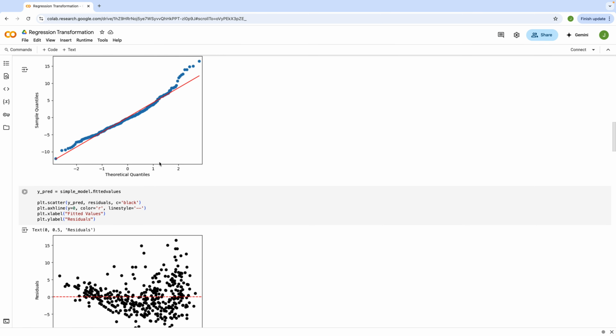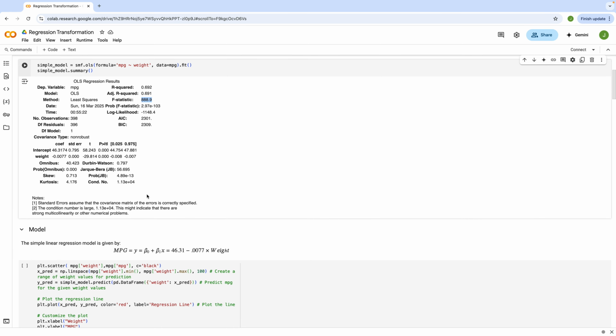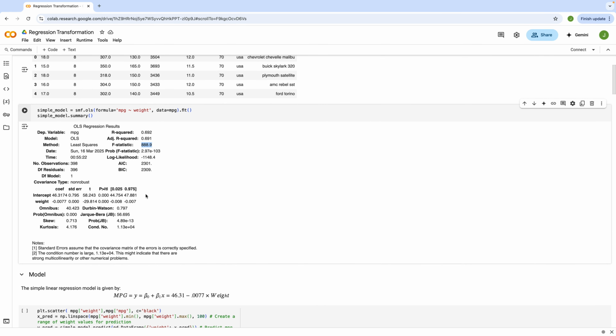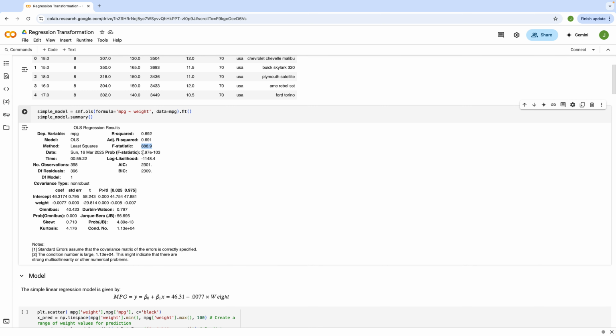So that's 954 versus 888.9. So this F statistic gives some indicator that just the simple model with the line is better here because it's a smaller F statistic. This also indicates using the predictor, but now the predictor isn't transformed, is better than predicting the average with this p-value.